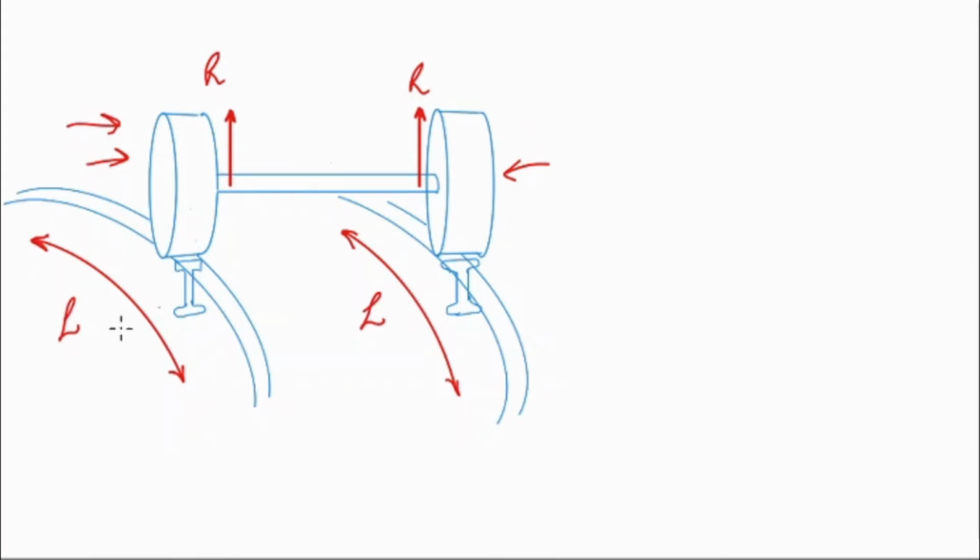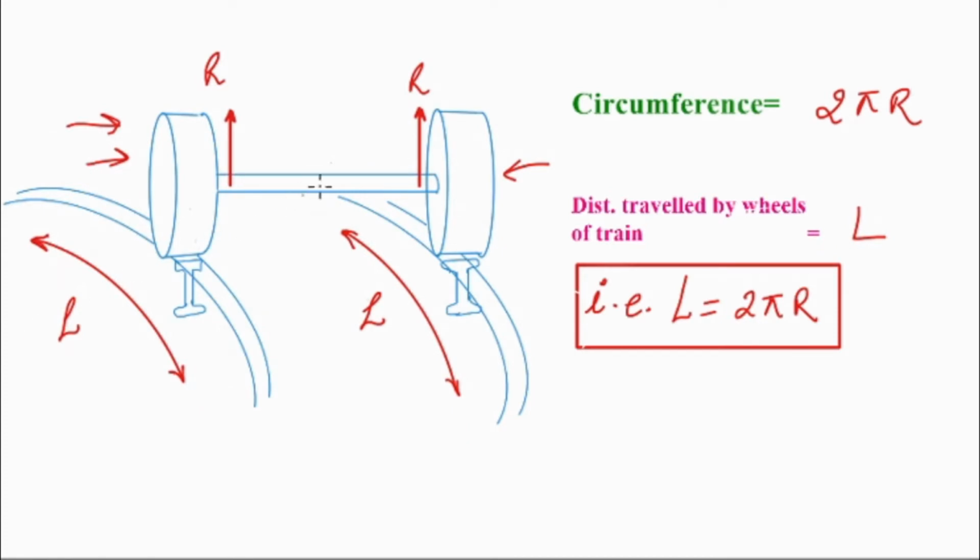So if we go mathematically, let the radius of the wheel be r, so the circumference is equal to 2 pi r. Now let L be the distance traveled by wheels of the train when the wheel completes one revolution. So you can say that L is equal to 2 pi r. Now both the wheels travel the same distance, which is equal to 2 pi r. Hence the train will not be able to take a turn.